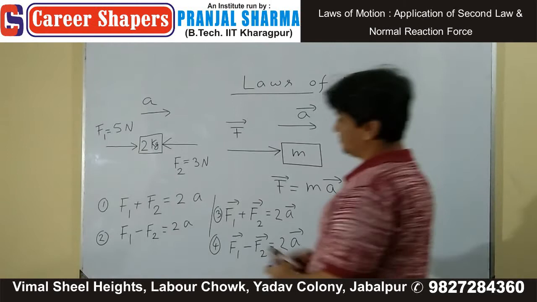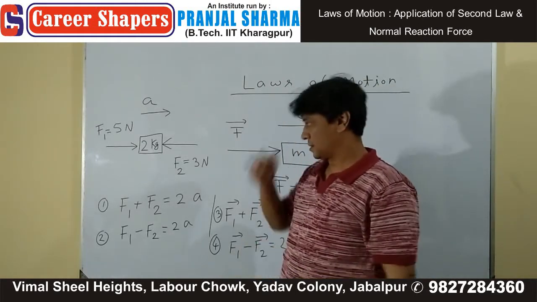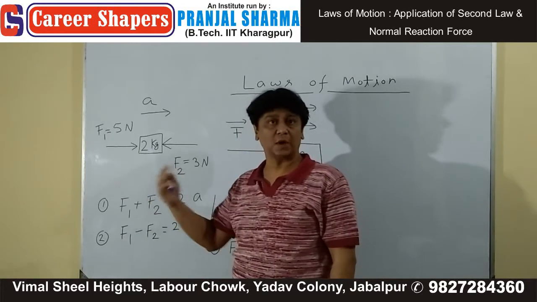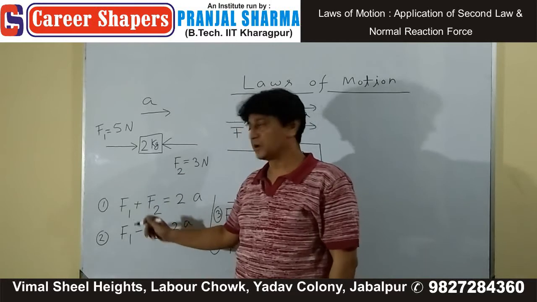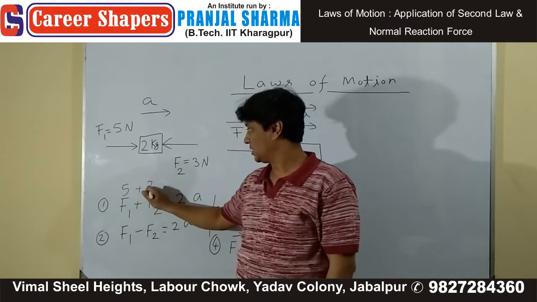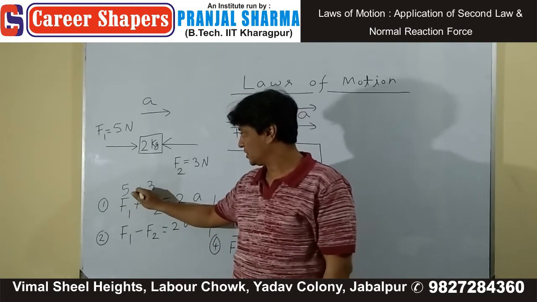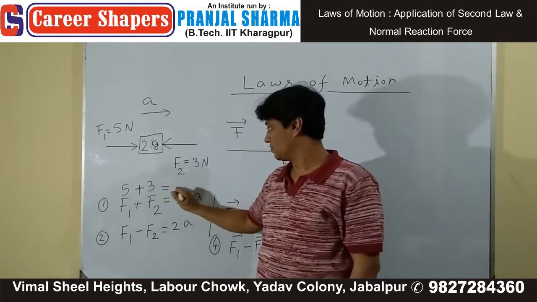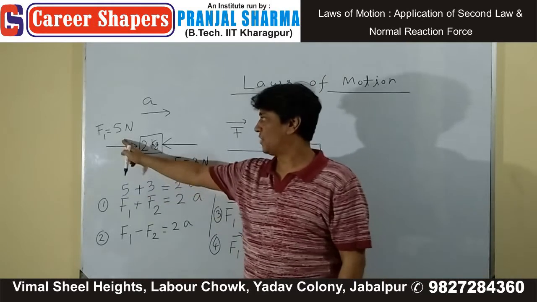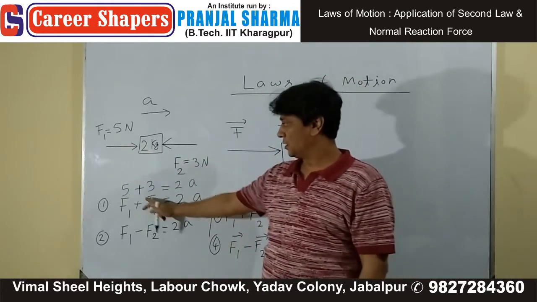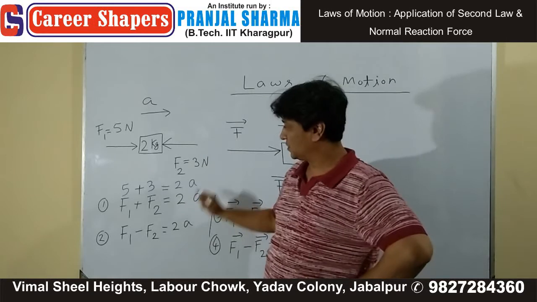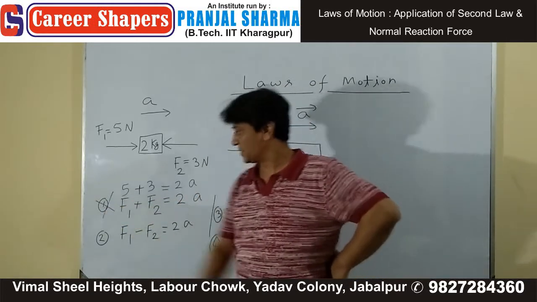Look, if you write F1 plus F2 without arrows, they are what? Magnitudes. If these are magnitudes, then you are saying 5 plus 3. And straight away from this, it becomes clear that it is wrong. Everybody can see that 5 is being opposed by 3, whereas this is what? 5 plus 3, giving us 8, which means this first option is not correct.